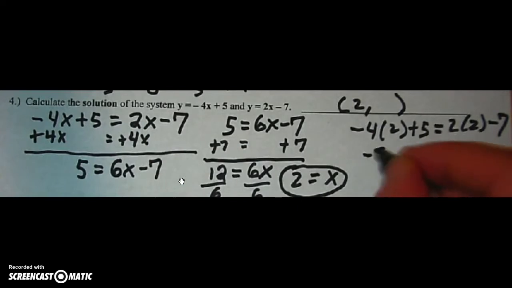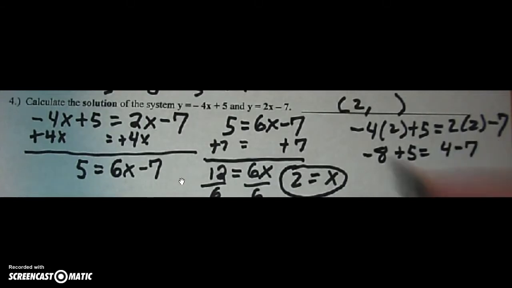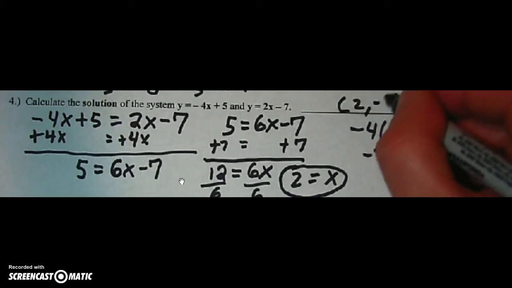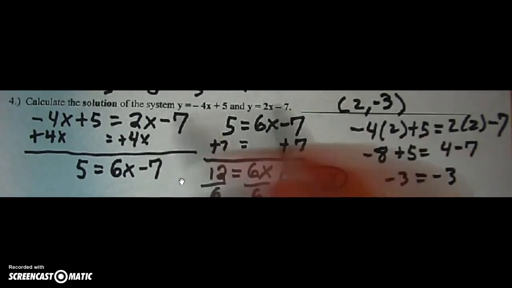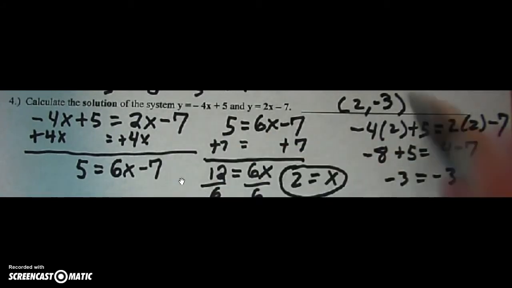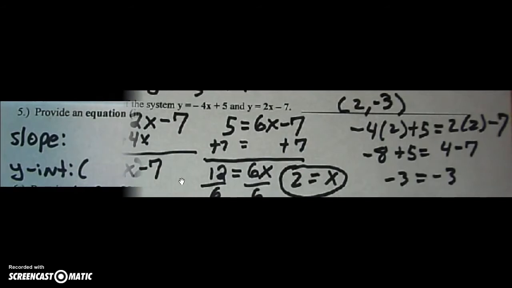Okay, so we got negative 8 plus 5 on this side equals 2 times 2 is 4 minus 7 on this side. Negative 8 plus 5 is a negative 3. 4 minus 7 is also a negative 3. So there's our y, negative 3. So our point of intersection is 2, negative 3. That's the point where these graphs would intersect. That's also called the solution of this system.